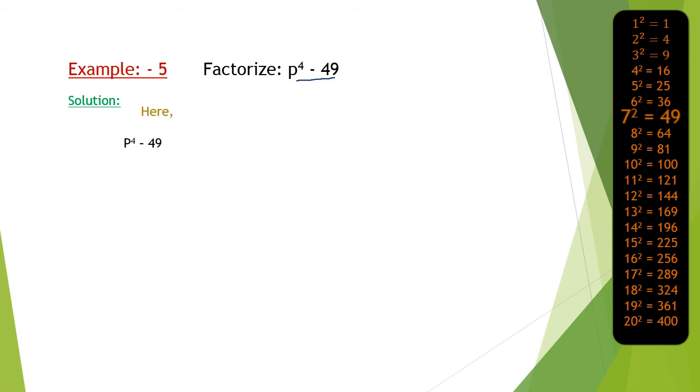So then what is p to the power 4? P to the power 4 is p square dot p square. Now there are two terms which are the same, so we can write p square and outside the bracket 2, which is equivalent to p to the power 4. Now instead of p to the power 4, we are going to write p square whole square. And 49 is the square of 7. Now our algebraic expression is in the form of difference of square.